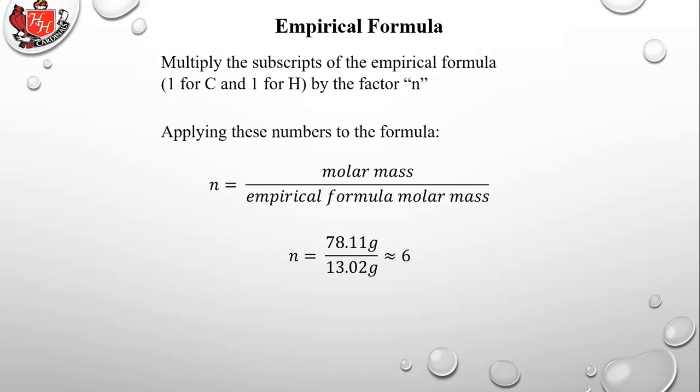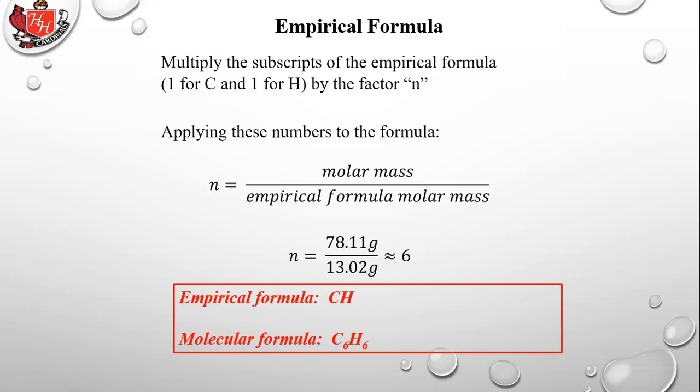So that's the factor. That means we're going to take the empirical formula CH, which is really an empirical formula of C1H1, and we're going to multiply those subscripts by 6. So the actual molecular formula of the actual real-world molecule is C6H6. And that's how you use empirical formula to figure out what is the actual formula of the actual compound that we just burned in that combustion reaction.